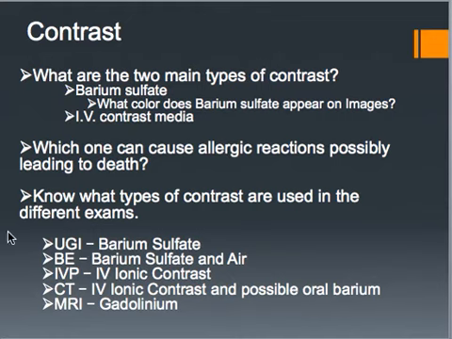Make sure you know the different contrasts used for the different exams. For an upper GI, they drink barium sulfate. For a BE, they insert barium sulfate into the rectum, and we use air as the second contrast. For an intravenous pyelogram, looking at the urinary system, kidneys, ureter, and bladder, we are going to use an IV contrast. We inject the contrast and it filters from the kidneys to the ureters into the bladder so we can see how they're functioning.